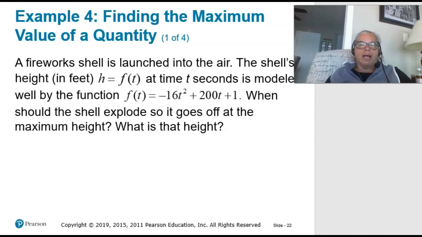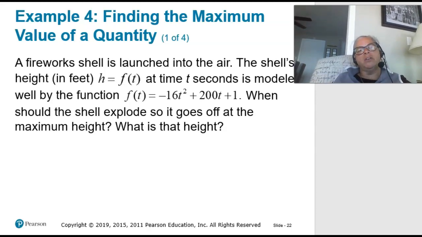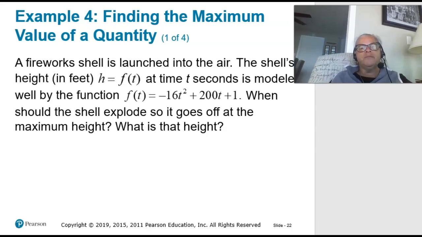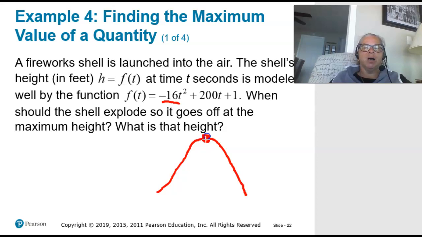So let's look at one last example, a real-life example of a firework being launched into the air. The firework is launched at a negative 16 t squared plus 200t plus 1. Let's think about this. If the shell is launched into the air, it's going up, up, up, up, up, and then down, down, down, down, down. Because this is a negative 16, we know that the parabola opens down, so we are looking for a maximum height. We're wondering how long did that take to get to this height?